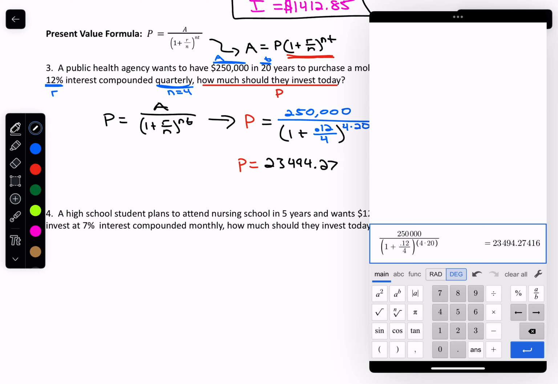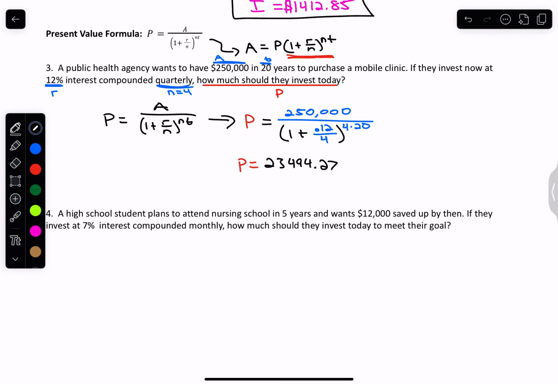$23,494.27. Now, that might be a little bit surprising to you. Okay, so let's take a look. We only need to invest $23,000 in order to have $250,000 in 20 years. I know $23,000 is not a small amount of money, but just think about the fact that this is not even a tenth of 250,000. So that means over this 20-year period, we are getting a lot of interest on this.